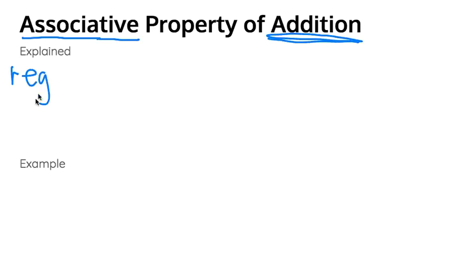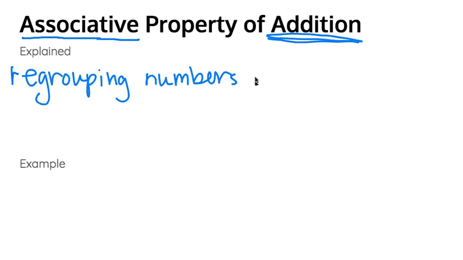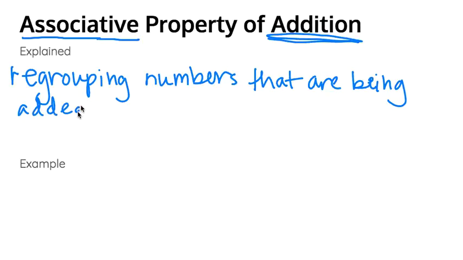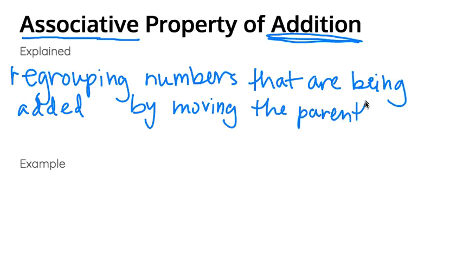So with the associative property, we are regrouping numbers that are being added by moving the parentheses. So we're regrouping numbers that are being added by moving the parentheses. So for each of these, we'll look at a numerical example and an example using algebra.